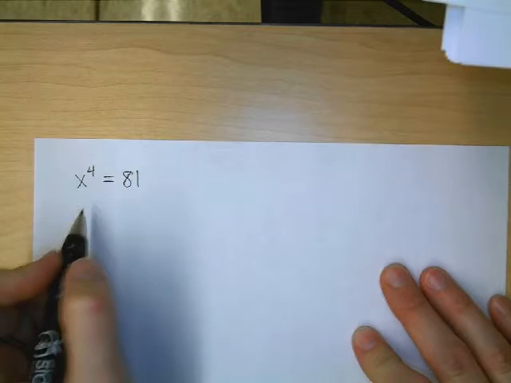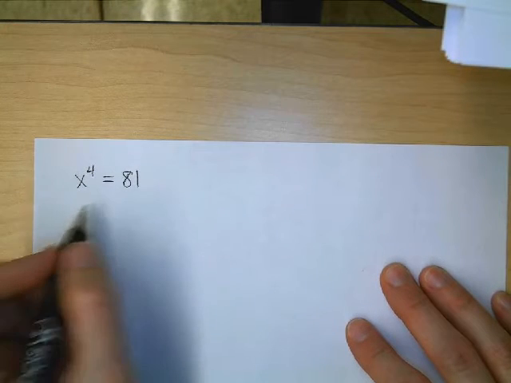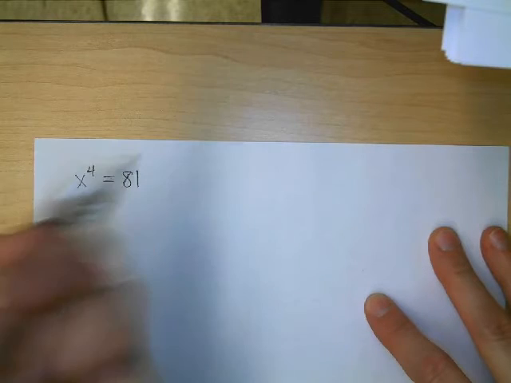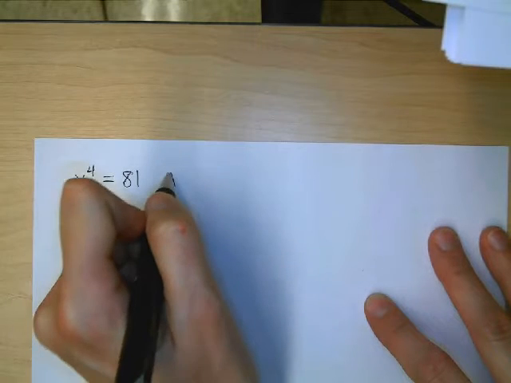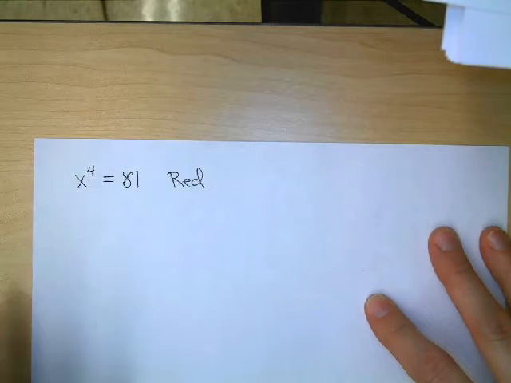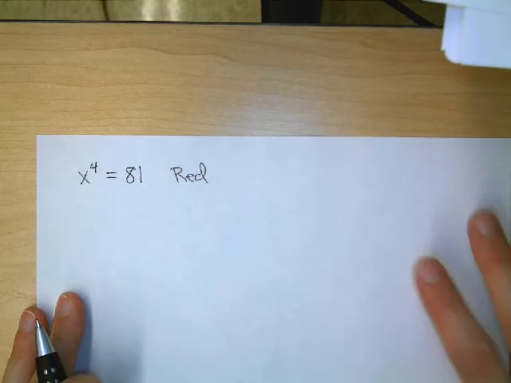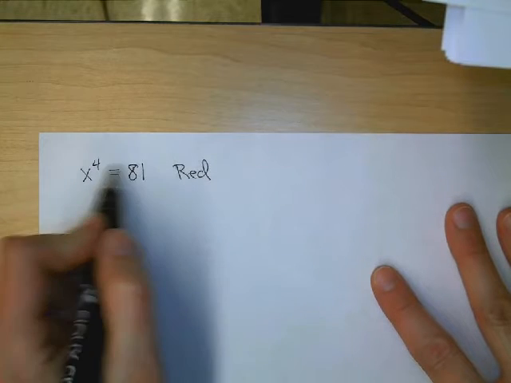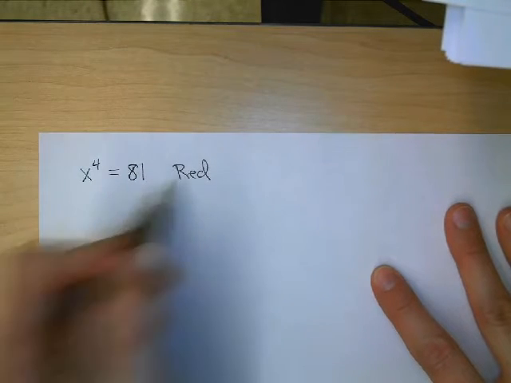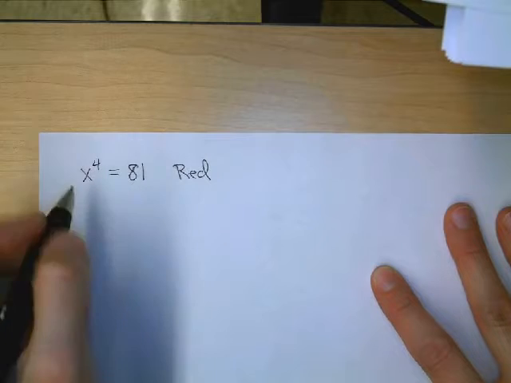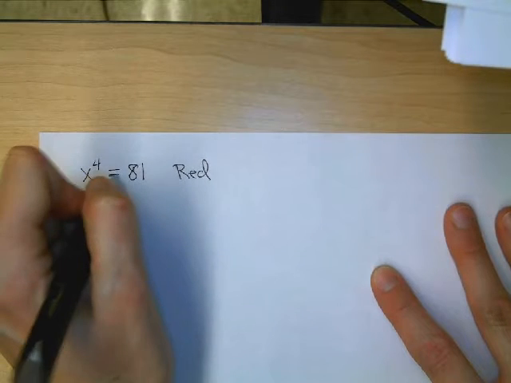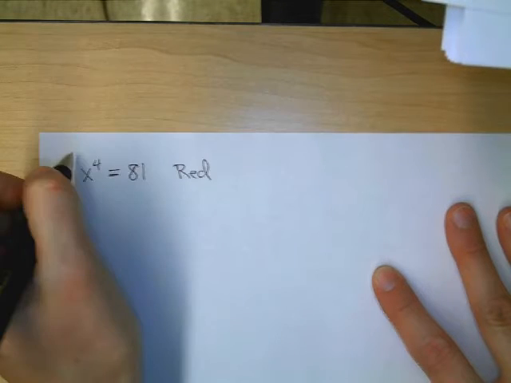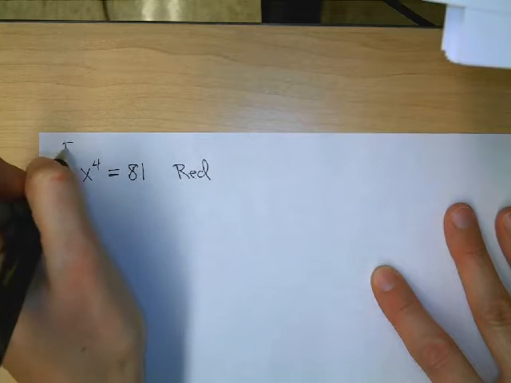And then next to that problem, it'll give you a color like red. So it'll be something like this on your worksheet. It'll give you an equation, and it'll have a color next to it. So this equation here, x to the fourth equals 81, we need to factor it and solve it.